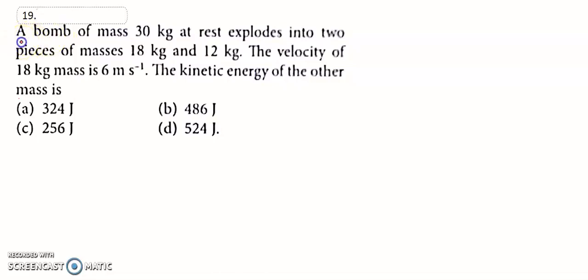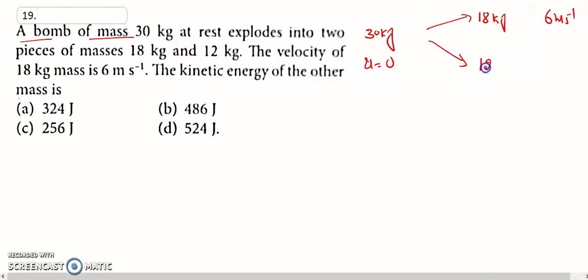ನೋಡಿ, a bomb of mass 30 kg. So mass 30 kg ಇದೆ. So it explodes into two pieces. ಒಂದೇದು 18 kg, velocity is how much? 6 meter per second. Another one is 12 kg. What is its kinetic energy ಅಂತ ಕೇಳಿದಾನೆ.